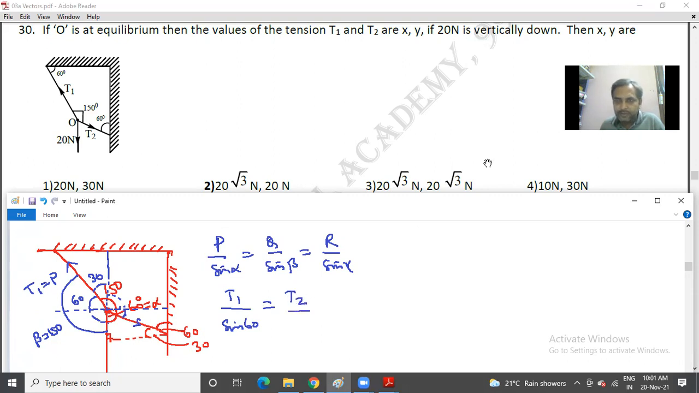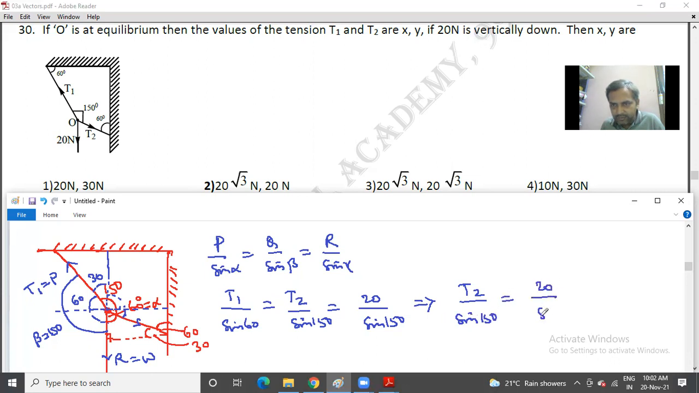Of course, they mentioned in the question X and Y, so we don't need to consider that. So this is going to be sine 150. And R is going to be W, which they mentioned in the question is 20, over sine gamma. How much is gamma? Gamma is 150. So on comparing, first you can find out T2. T2 by sine 150 is equal to 20 by sine 150. So you can cancel these two. So you'll get T2 is equal to 20 newtons.